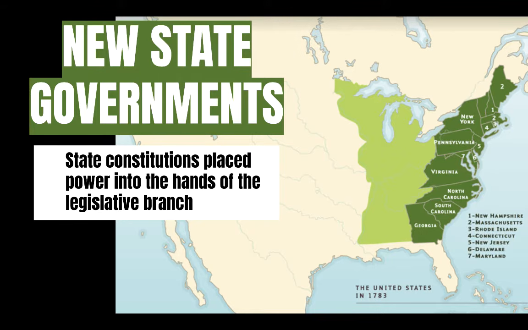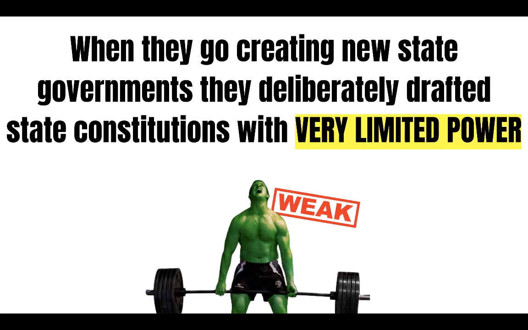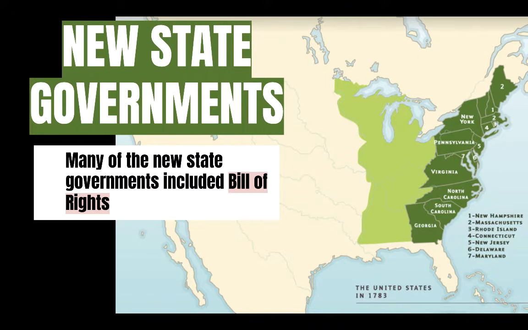You might recall, in order to limit the power of the government, many new state constitutions placed power into the hands of the legislative branch. Remember, the colonists had just got out of what was in their mind an abusive, tyrannical relationship. So when they go creating new state governments, they deliberately drafted state constitutions with very limited power. Many of the new state governments included State Bill of Rights, 7 of the 13 did.